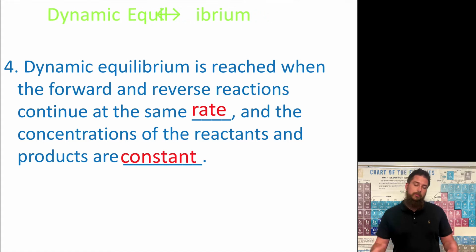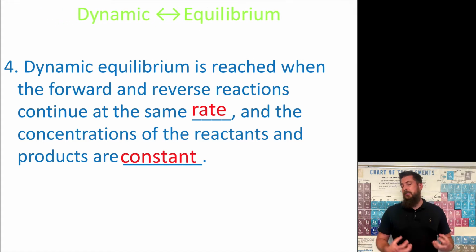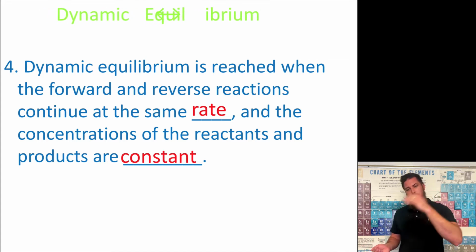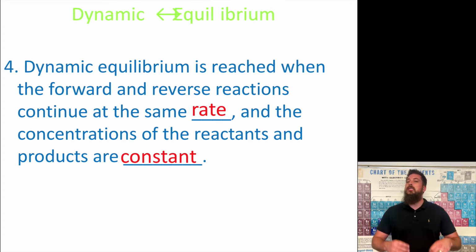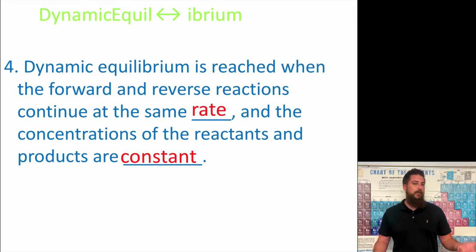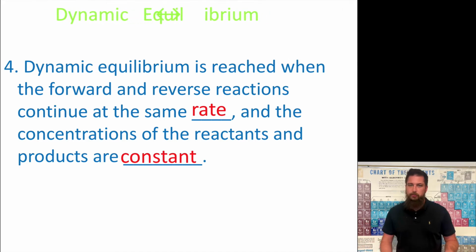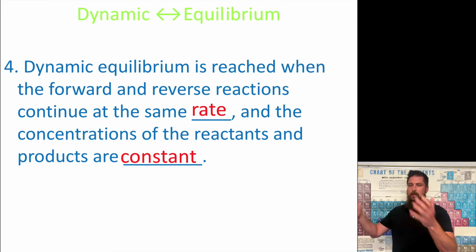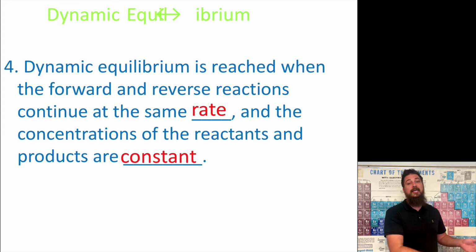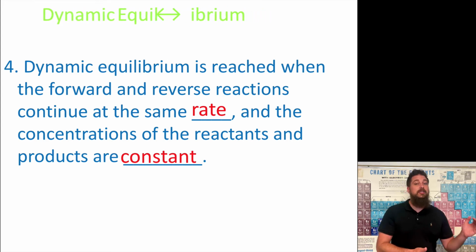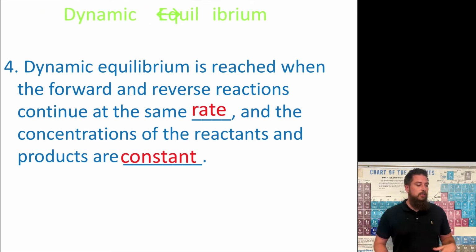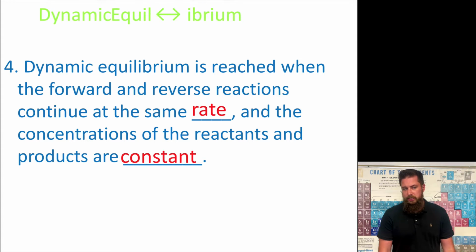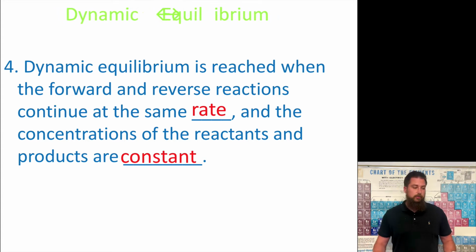I really want to make sure that we understand what that means. The amount of reactant turning into product is equal to the amount of product turning into reactant. What it does not mean is that the amount of product and the amount of reactant are the same. In fact, we'll see that in most situations it's not the same. We might have a lot more product in the end, or we might have a lot more reactant in the end. But what is the same is the amount going forward and the amount going backwards. So the concentrations in the end are not necessarily the same. In fact, they usually are not, but the amount going forward and the amount going backwards are.